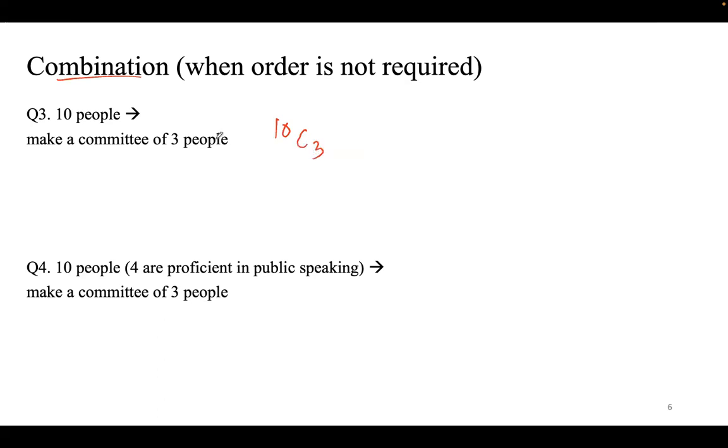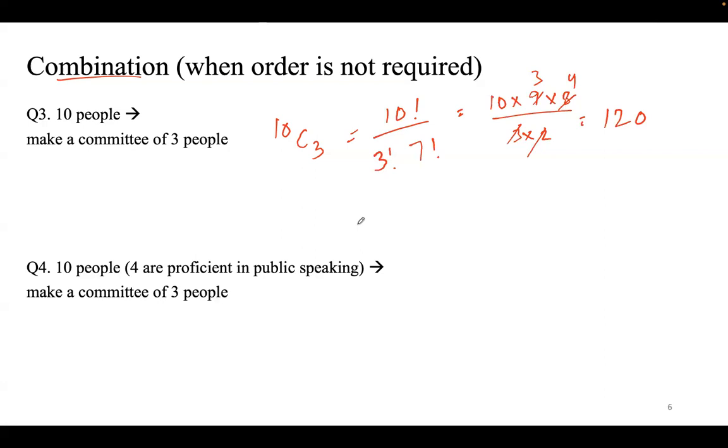We are just interested in which 3 people are going to be chosen. Right? So that's 10 factorial divided by 3 factorial and 7 factorial. So 10 into 9 into 8 by 3 into 2. 3 and 4. So that's going to be 120.